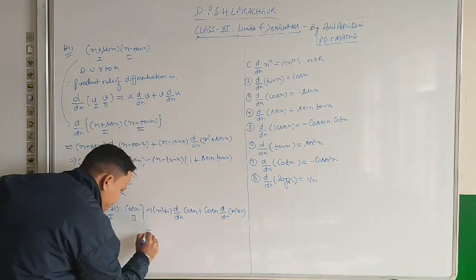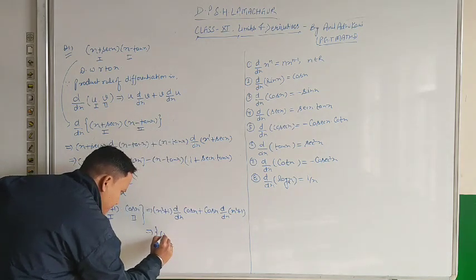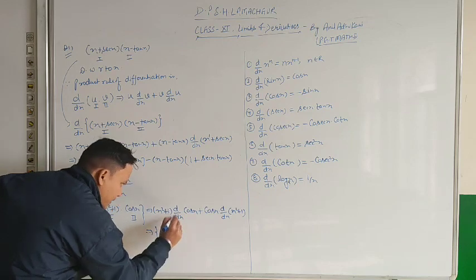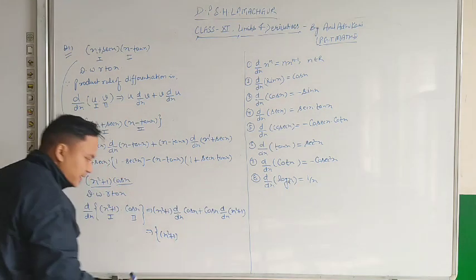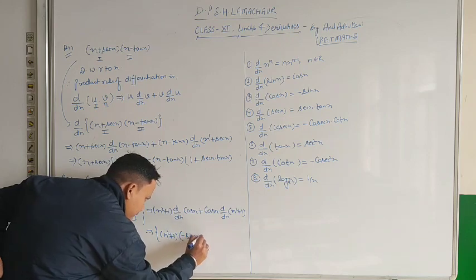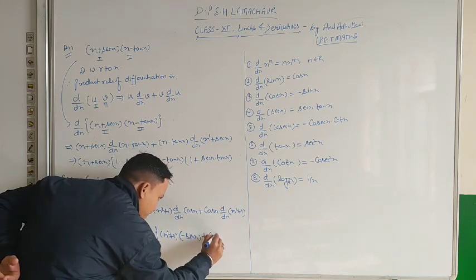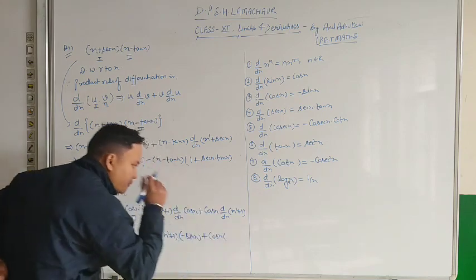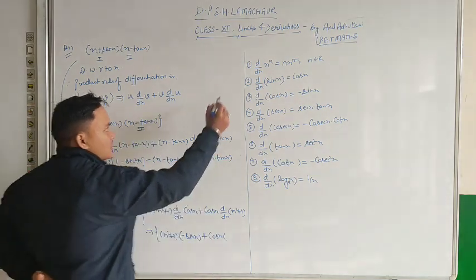So x square plus 1. Derivative of cos x is minus sin x, plus cos x, derivative of x square, again use this one.